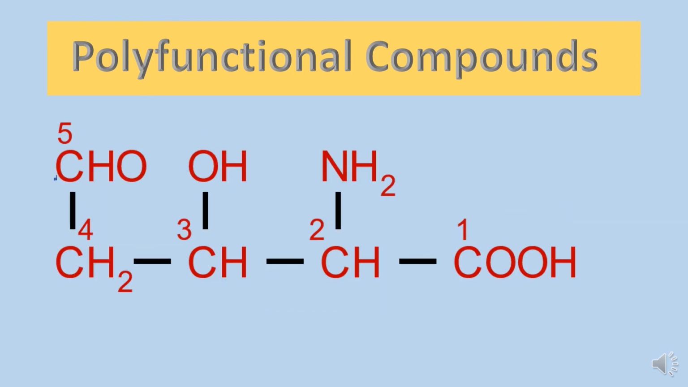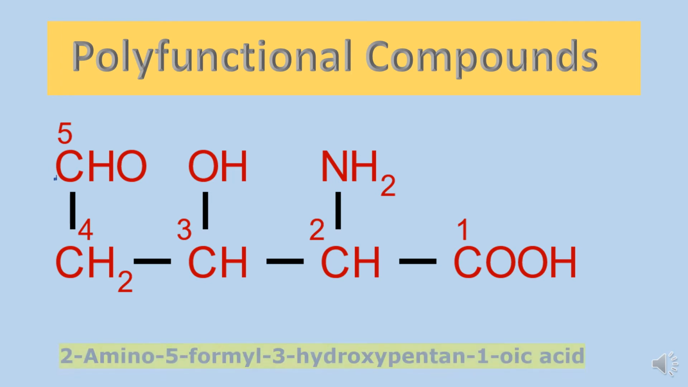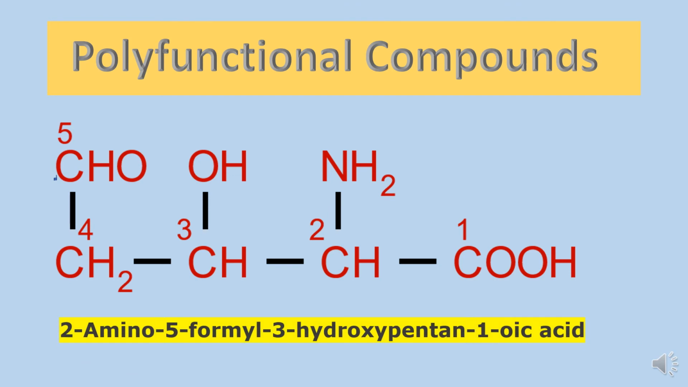Next compound you can see has various groups like aldehyde, alcohol, amino, and carboxylic acid. And the carboxylic acid functional group is selected as principal functional group here, and numbering will be given from this side obviously. So the name would be given by adding three prefixes, one for aldehyde, one for hydroxy, and one for amino in alphabetical order, and the name will be 2-amino-5-formyl-3-hydroxypentanoic acid or pentane-1-oic acid.